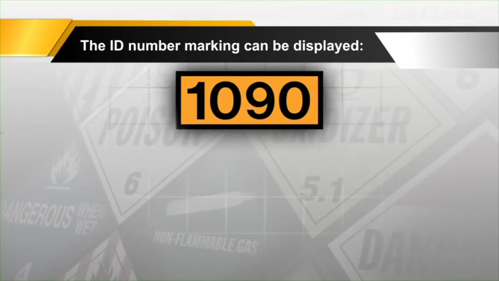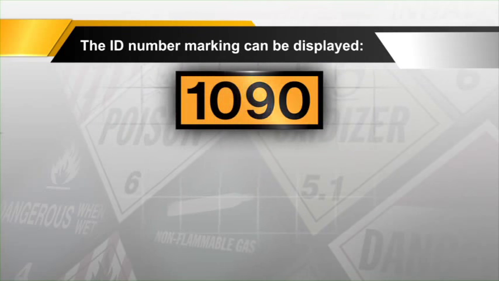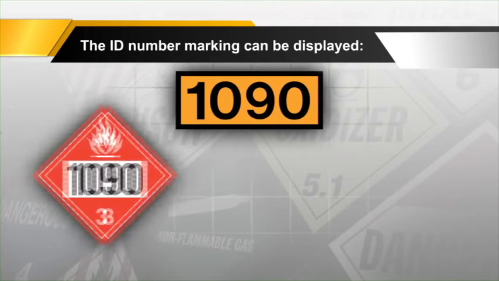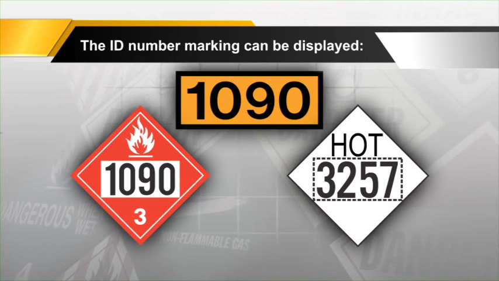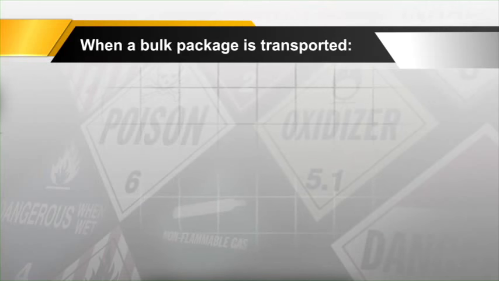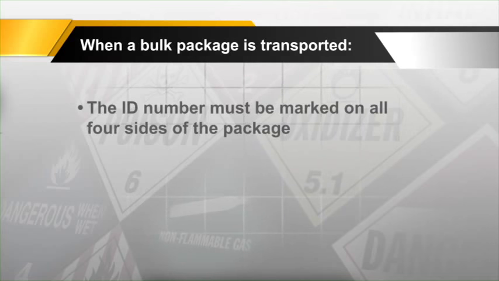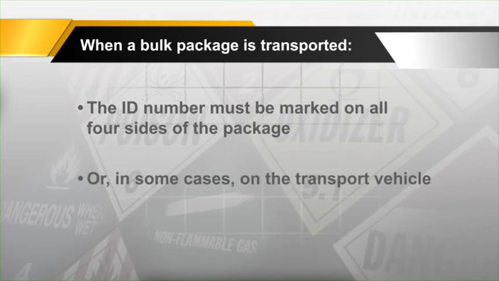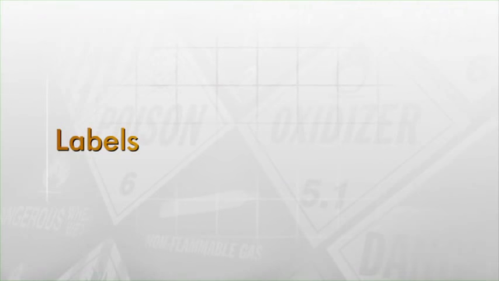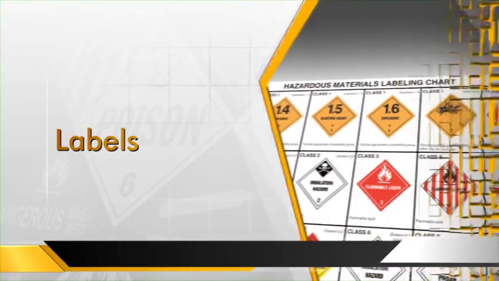The identification number marking can be displayed in black on an orange panel, or across the center of a primary hazard placard, or on a plain white square-on-point configuration, the same size as a placard. Generally, when a bulk package, such as a portable tank or cargo tank, is transported, the identification number for the hazardous material it contains must be marked on all four sides of the package, or in some cases, on the transport vehicle itself.